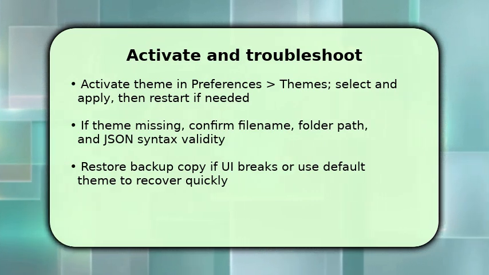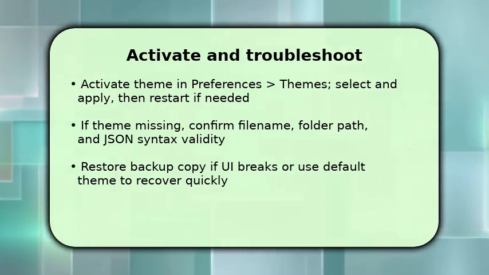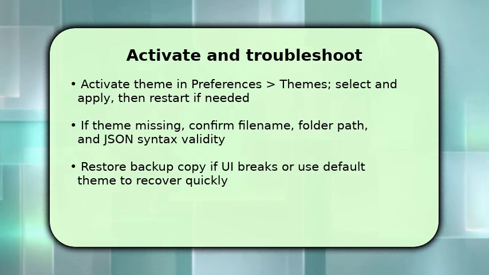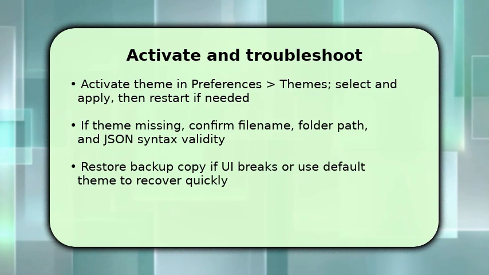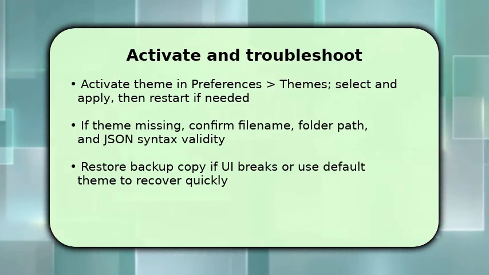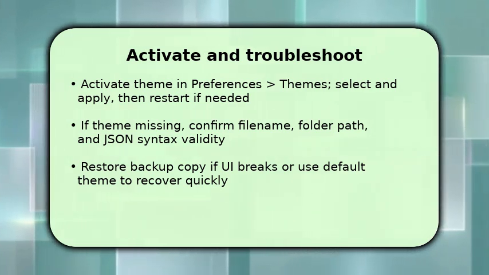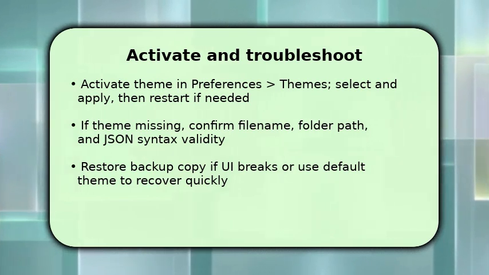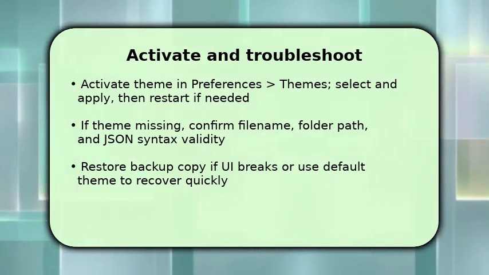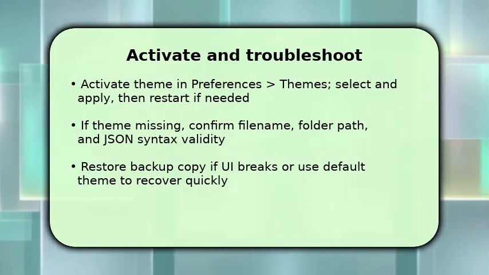If the theme doesn't appear, check the file location and file name and validate JSON syntax. One missing comma can prevent loading. If colors look wrong, revert to your backup copy of the config or pick the default theme to recover. Finally, adjust and re-export the theme only after confirming it displays properly across toolbars and dialogues.